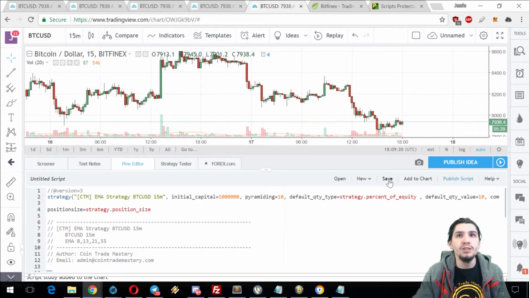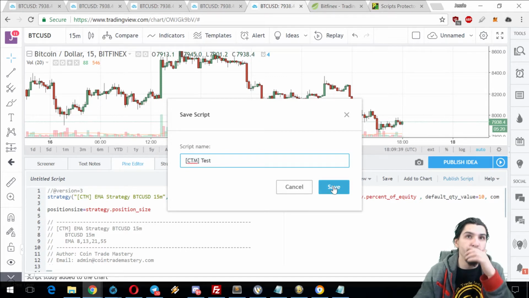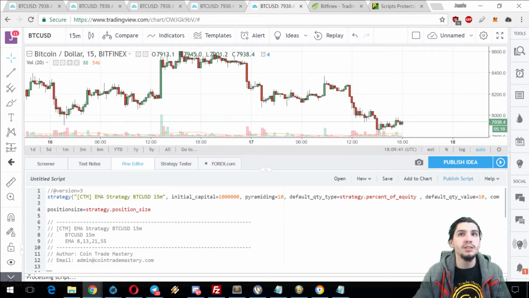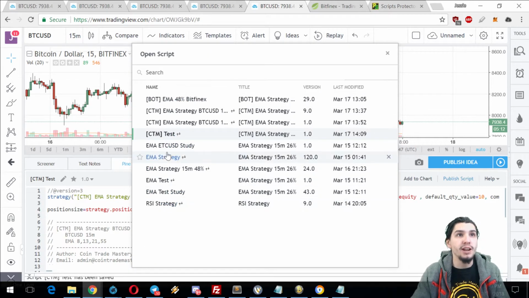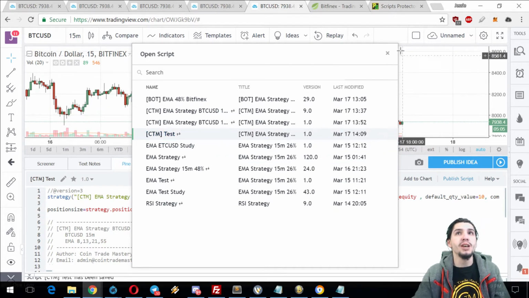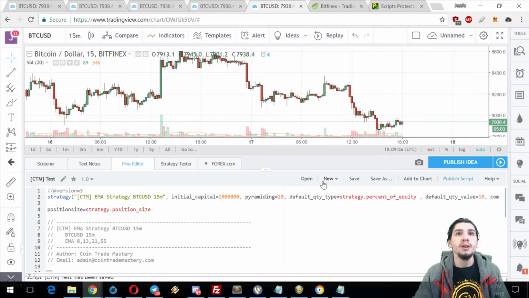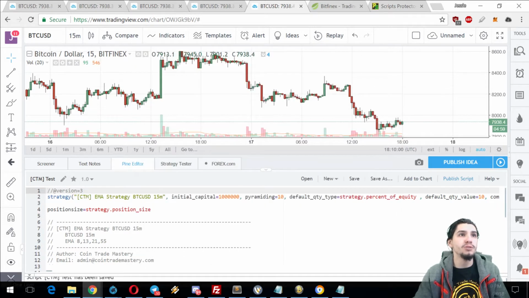Then you can go to save. You can save the script for yourself and call it whatever you want. I'm going to call mine CTM test because I don't want it to overwrite anything I already have, and I'll hit save. If you go into open, I have a whole list of different strategies and scripts I'm working on, but you'll see CTM test is there. This might be your first script, so you'll only have CTM test. If you need to load this in the future, you can always go to open and hit CTM test, and it will open the script just like this.